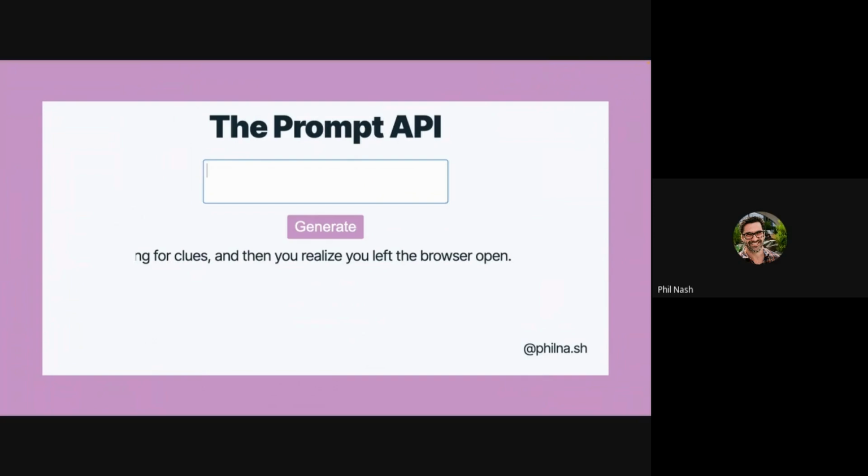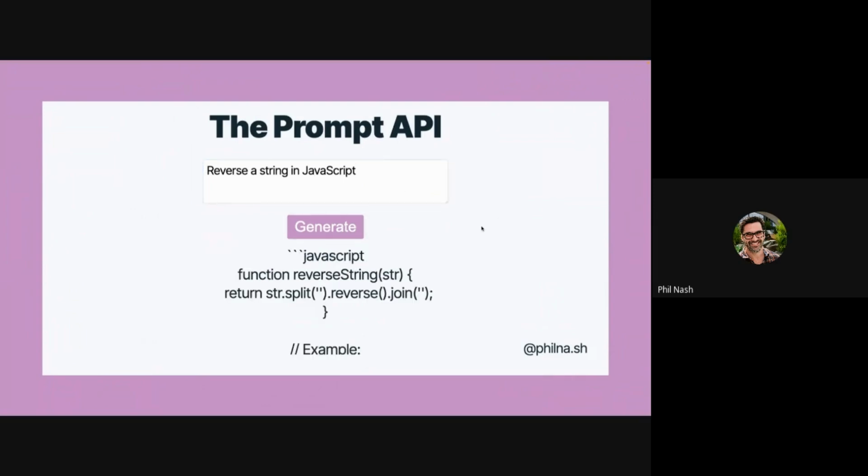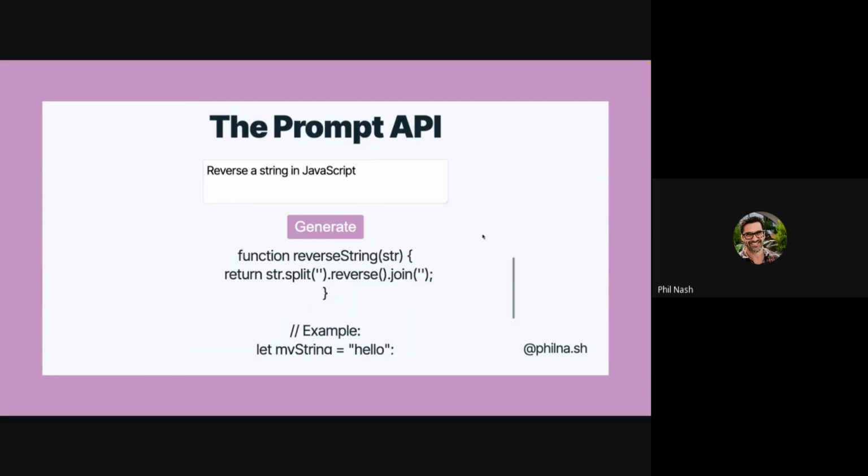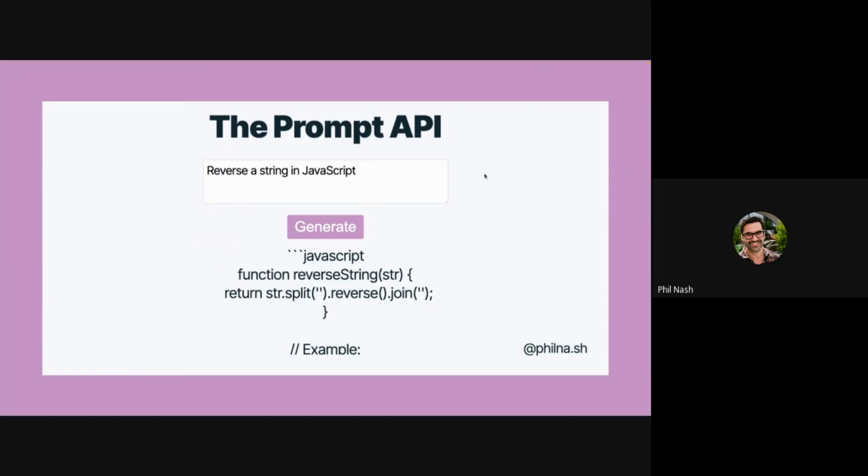But this is not just for writing jokes about JavaScript developers. We could ask it, for example, reverse string in JavaScript. Generate. And well, this is centrally aligned, but that will give us some code to reverse a string. Split, reverse, join. Lovely. It's even got an example of how to use it. How nice. I wouldn't necessarily use this code, but you could use this model to assist you in coding if you are offline and all you have is a browser.